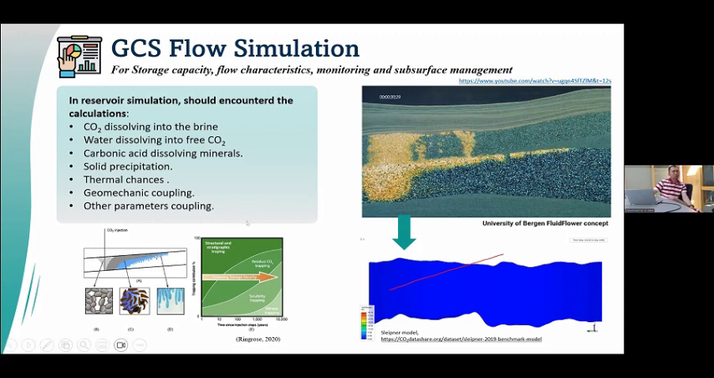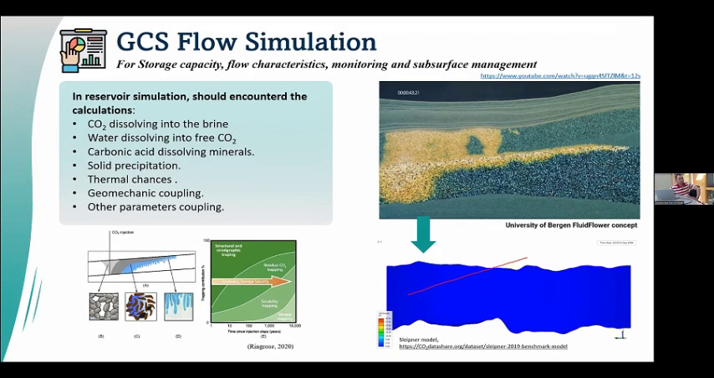So many kinds of simulations just consider the compositional aspects with the solubility. But some are also coupled with geomechanics, some coupled with thermal, and some coupled with geochemistry evaluations. So why is this important? Because we want to understand and estimate the main possible ultimate storage that can be achieved in the reservoir.